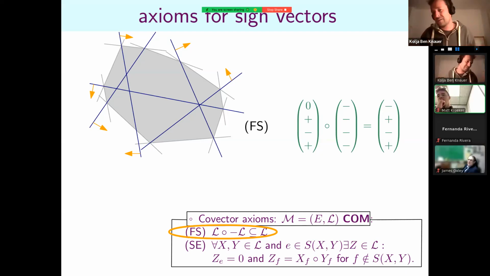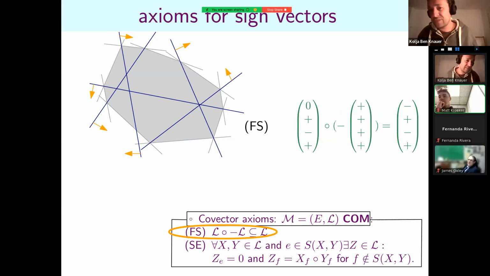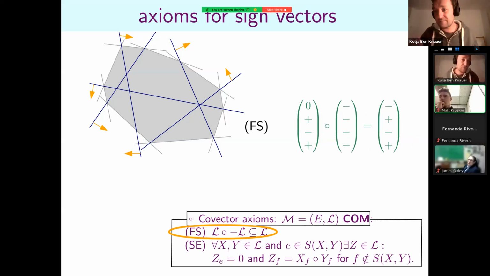This is an associative operation. And so the claim is that if you have two sign vectors inside, you take the negative of the second one and compose them, then this new sign vector should also be inside. Why should this work in the realizable setting, at least? So suppose you have 2 points which give you two sign vectors here.